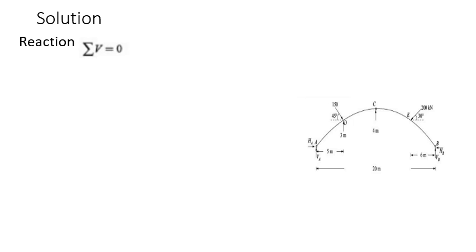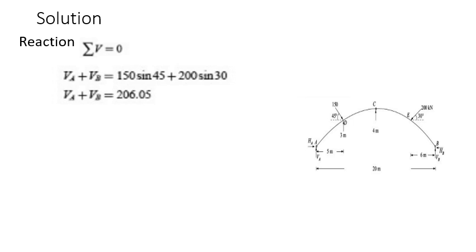So as usual, apply the conditions of equilibrium. VA plus VB. You resolve the two inclined forces into their vertical and horizontal components. Vertical component of the 150 kilonewton force, inclined at 45 degree, is 150 sine 45. Vertical component of 200 kilonewton is 200 sine 30. So VA plus VB will be equal to 206.05.